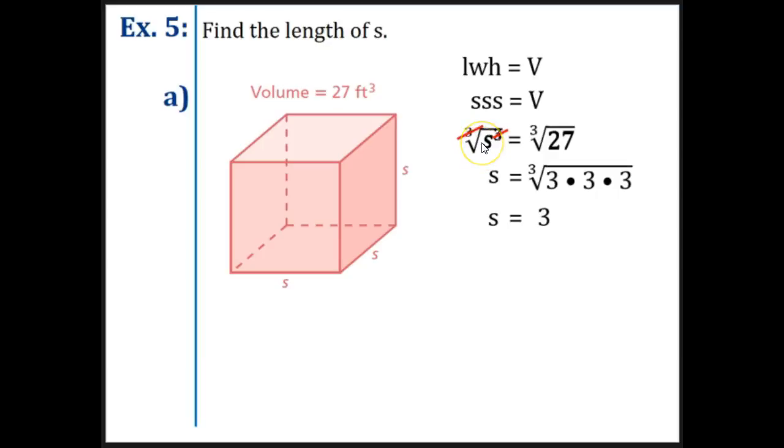If I take the cube root of S cubed and the cube root of 27, these cubes are going to cancel. It's going to give me S is equal to the cube root of 27. Okay? I can say 3 times 3 times 3 is 27, which means S is equal to 3. Right? Yes? 3 feet.